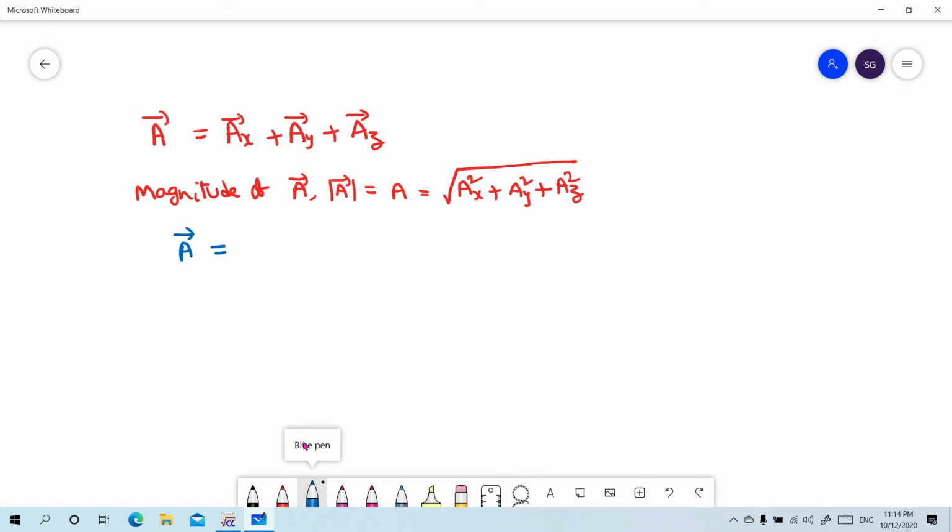We can also express vector a bar in terms of unit vectors. A bar is equal to ax i cap plus ay j cap plus az k cap.